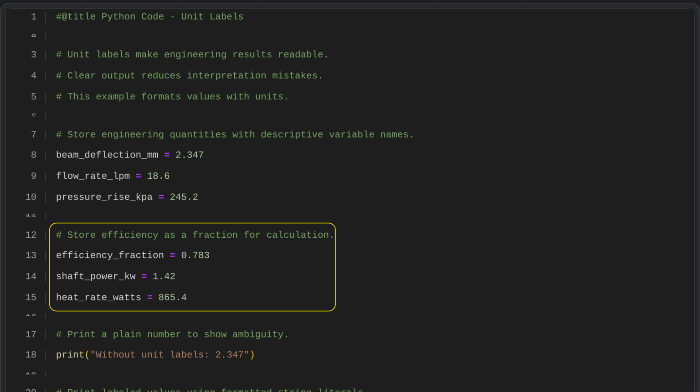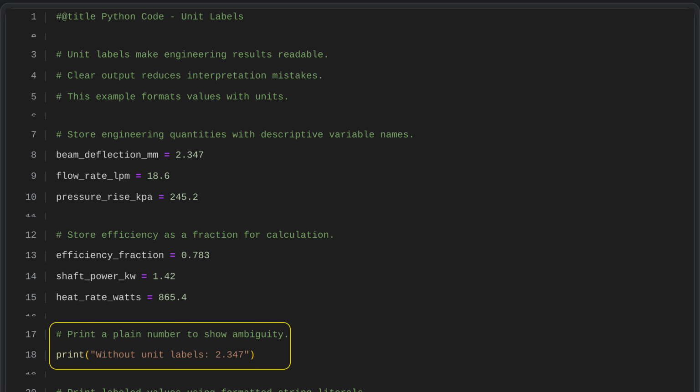The setup defines 3 key quantities for later calculations: efficiency as a fraction, shaft power in kilowatts, and heat transfer rate in watts. Clear descriptive names make the calculations and results easier to understand. Printing only the number 2.347 shows how unclear a value can be without units. In engineering, unit labels are essential because they give numbers the context needed for correct interpretation.